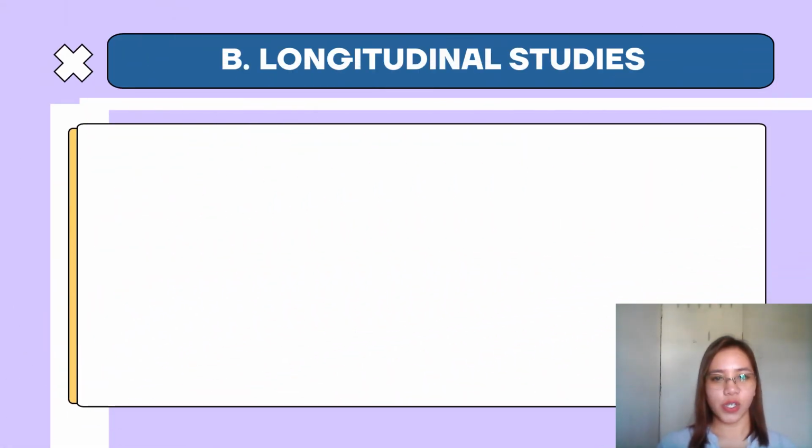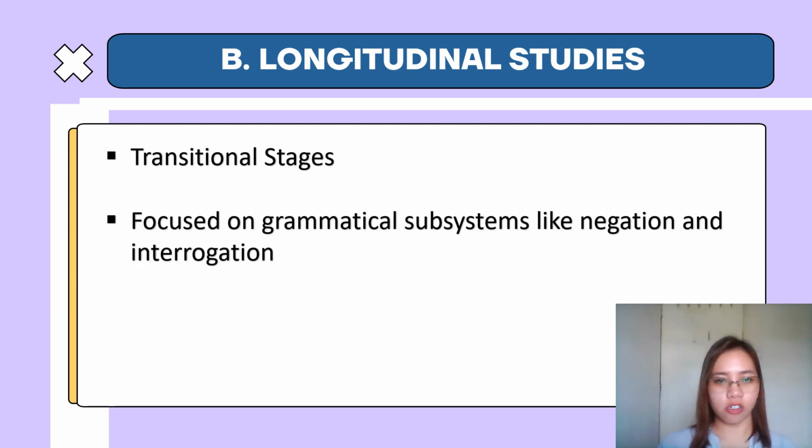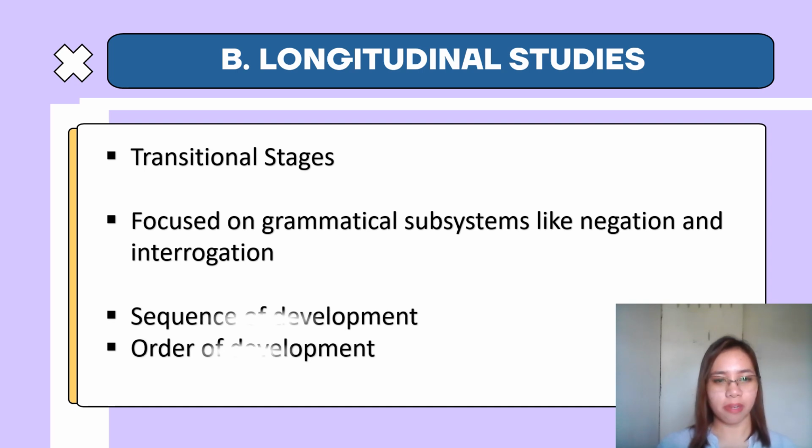These studies found that the acquisition of L2 syntax involves a series of transitional stages that were more or less universal. These studies focused on grammatical subsystems like negations and interrogations. Interpreting these empirical studies, a distinction is made between sequence of development and order of development. So the overall development profile is universal.